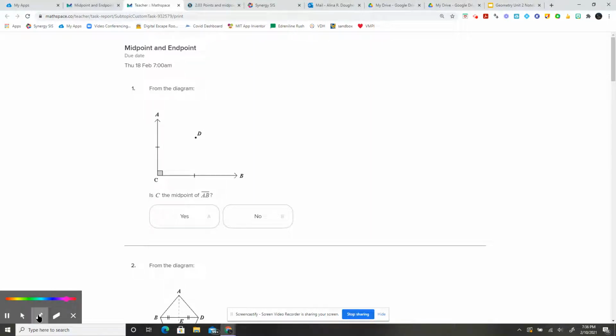So welcome back to MathSpace, everybody. We're doing midpoints and endpoints today. And some of these questions are a little bit different than we saw in the digital notebook, so I wanted to make sure we knew how to do them.